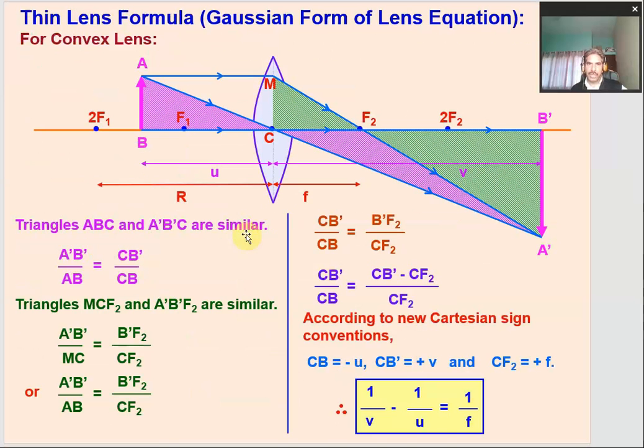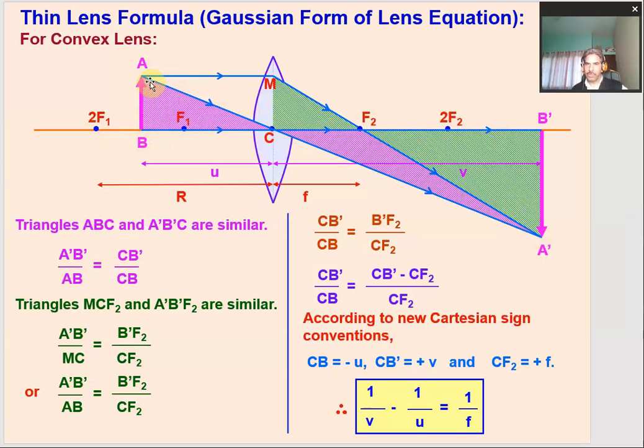Now we can proceed to derive this lens equation by the geometrical method, just like this. For this, we have a lens here, its optical center, F1 the first focus, F2 the other focus, 2F1 the first center of curvature, 2F2 the other center of curvature. The object is placed between C and the focus, C and F. So its final image will be formed at a point beyond the center of curvature.